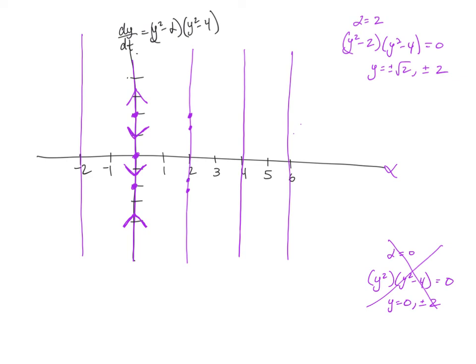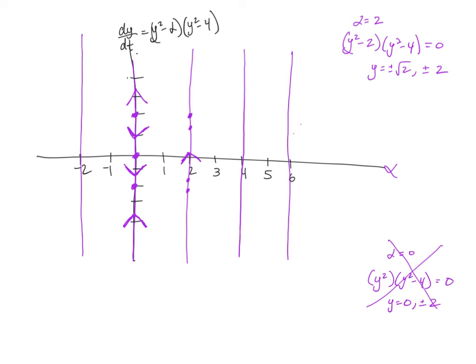Okay, now I'm going to plug in something in between positive root 2 and negative root 2, like 0. If you put a 0 in for these y's right here, you get negative 2 times negative 4, which is positive. So this is an up arrow.